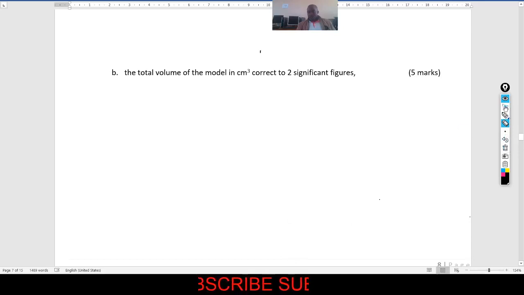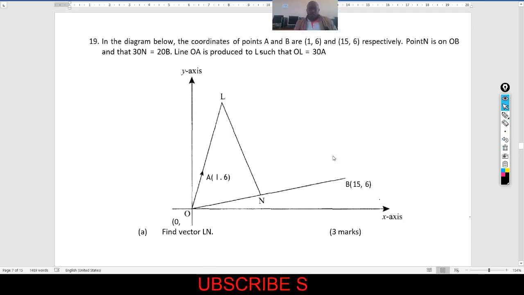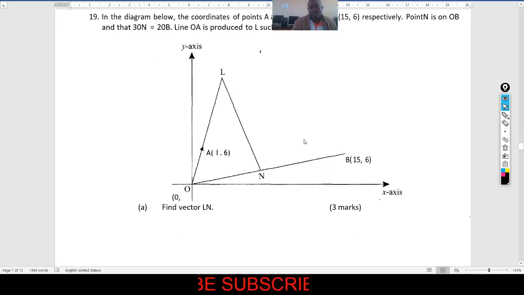That is question number 19. Question number 19 is a question on vectors, mostly dealing with collinearity. It might not appear exactly like this one, where you are dealing with points, but you might be given a question where you have to show that points are collinear. To show that points are collinear, like we said in our previous tutorials, first of all you have to ensure that they are parallel. To show parallelism, if it is LM, we must show there is a common multiple. If there is a common multiple, they are parallel, and if they are parallel and there is a common point, they are collinear.